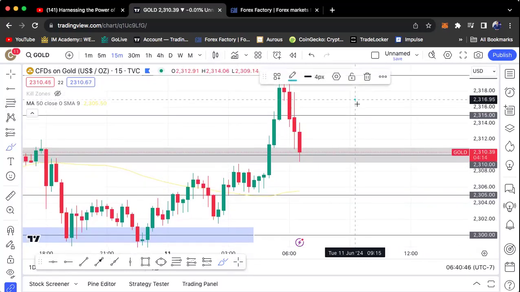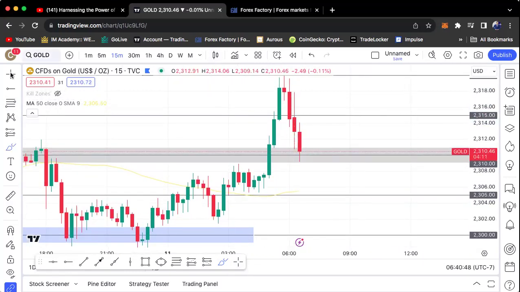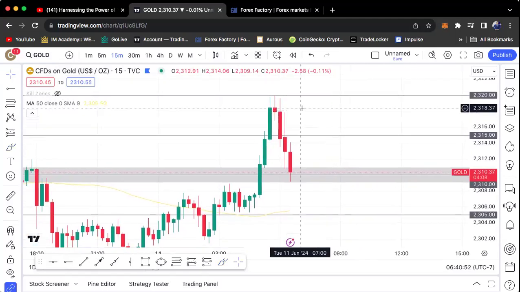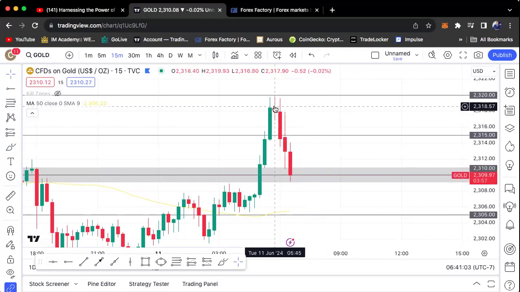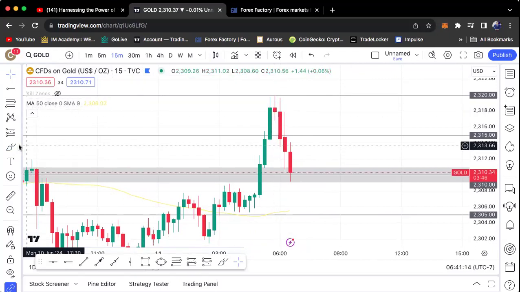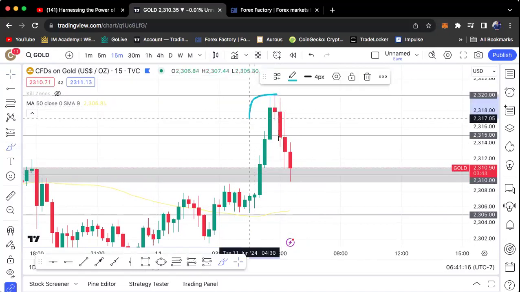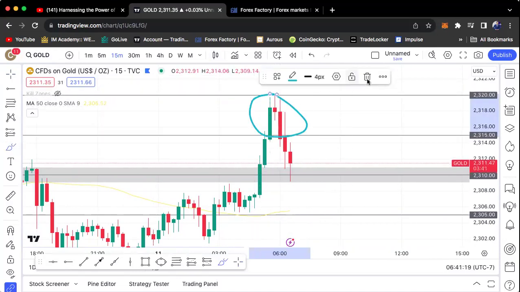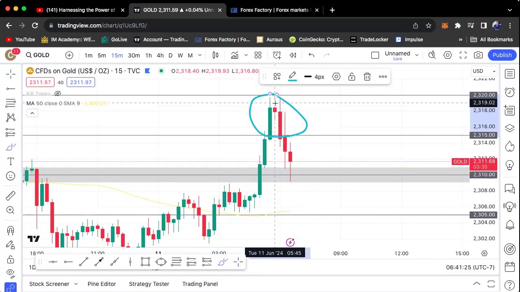This is a confirmation candle right here. Let's see, this is a shooting star. This doji right here, this is a shooting star. Whenever you guys see this, it's a confirmation pattern to take the sell. So this was a move right here. It would have given you 100 pips.